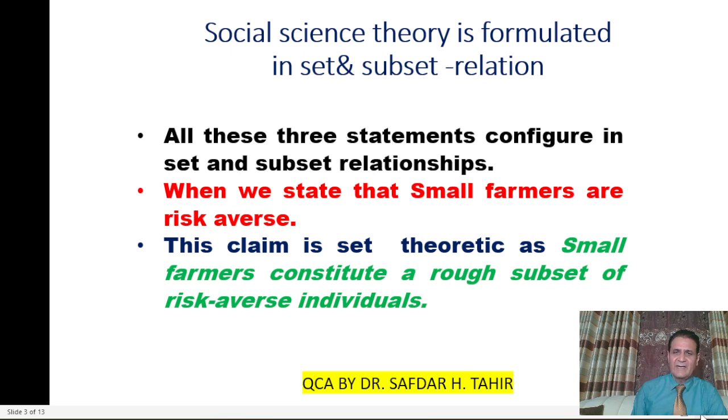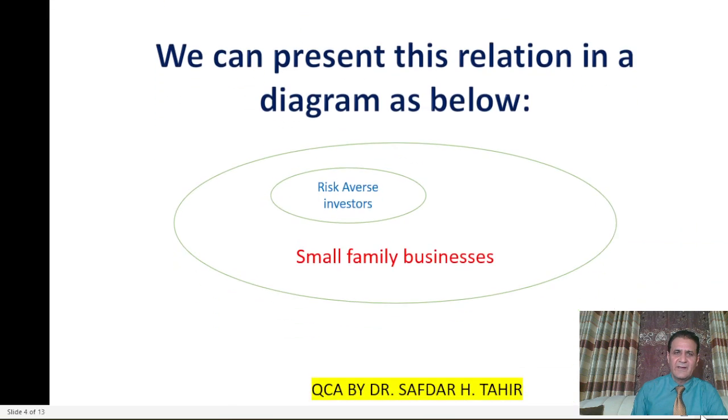When we state that small farmers are risk averse, this claim is set theoretic, as small farmers constitute a rough subset of risk averse individuals. We can present these relations in a diagram as below. We can see that small family business is a big set, while risk averse investor is a small set.